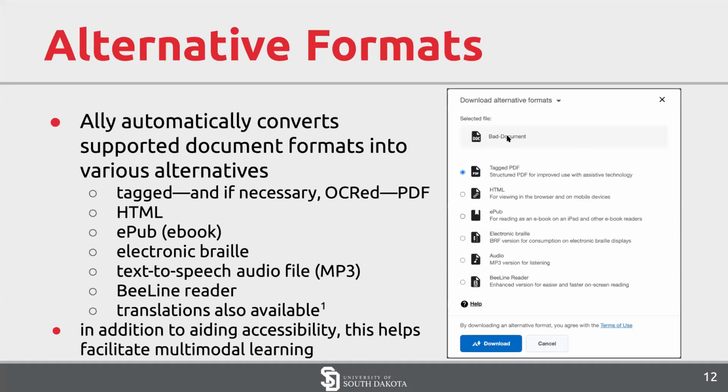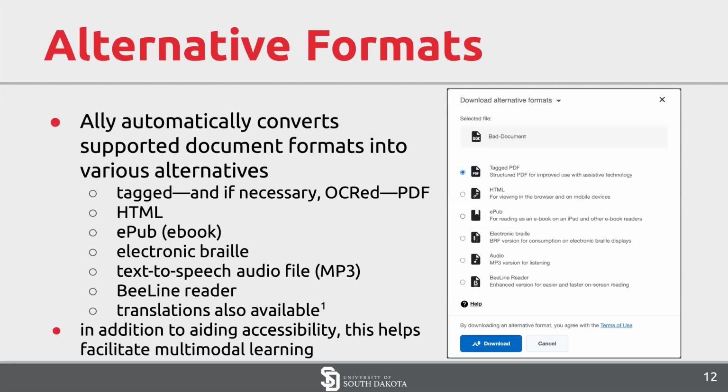So I can download the original document as a Word document. I can download it as a tagged PDF, an HTML file, an EPUB, electronic braille, an audio MP3 file, or in that BeeLine Reader format here. And so it provides me a lot of different types of content, well, the same type of content in a lot of different fashions rather.